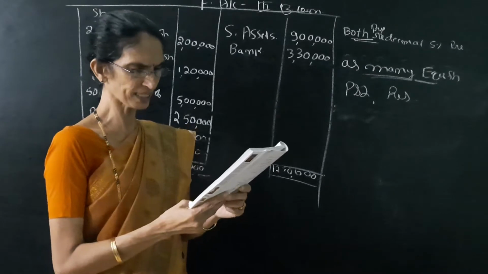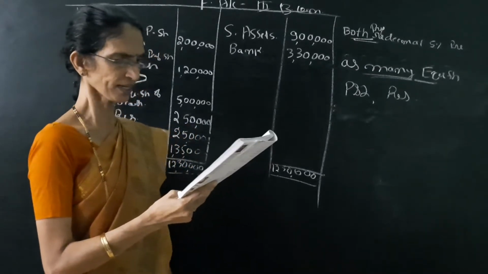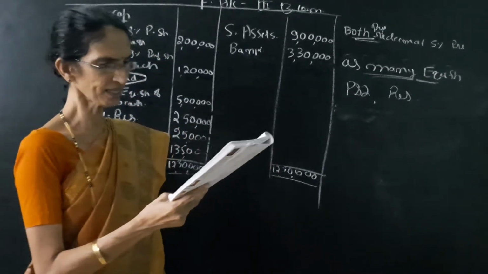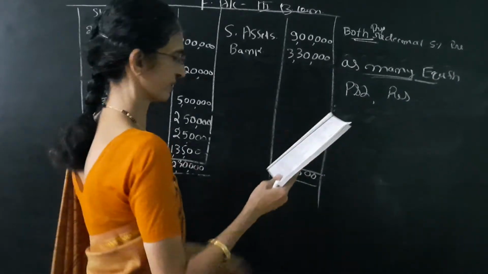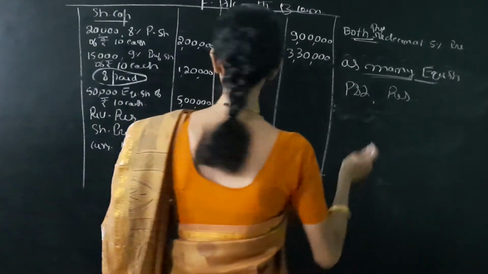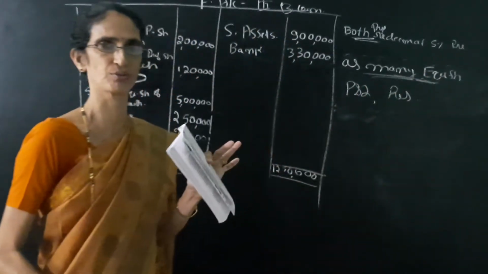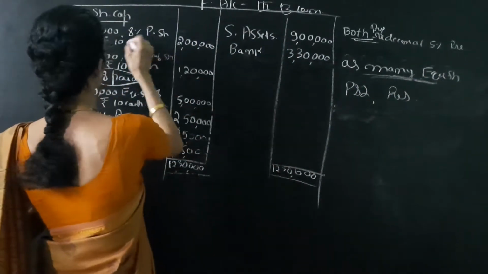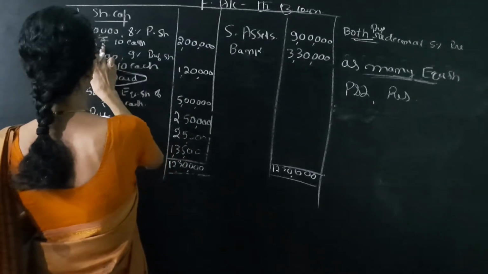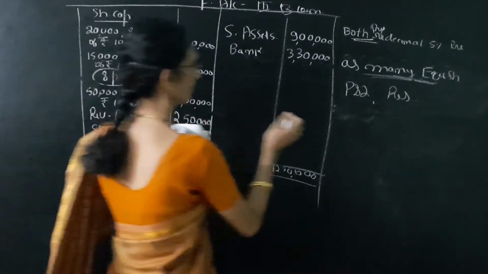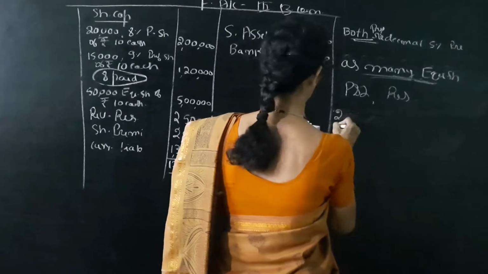The issue was fully subscribed and all the monies were received. Pass journal entries and draw the revised balance sheet. See here, now we have to calculate how many equity shares we have to issue. First we have to see how many preference shares there are. 20,000 shares of rupees 10 each. So it is 2 lakh.